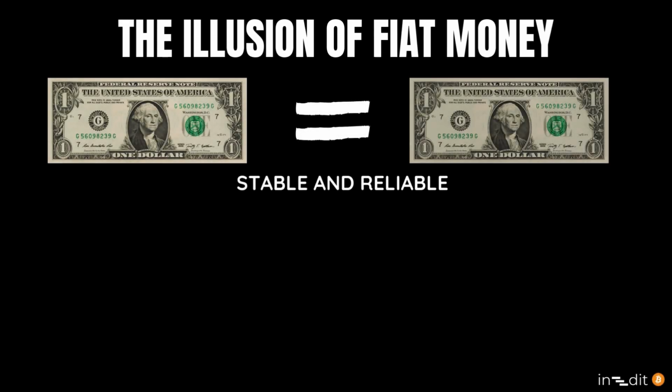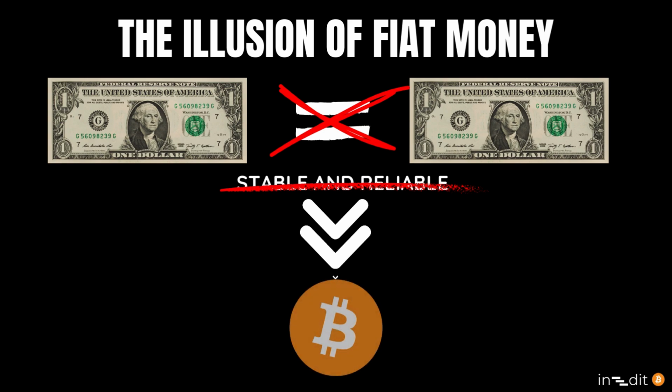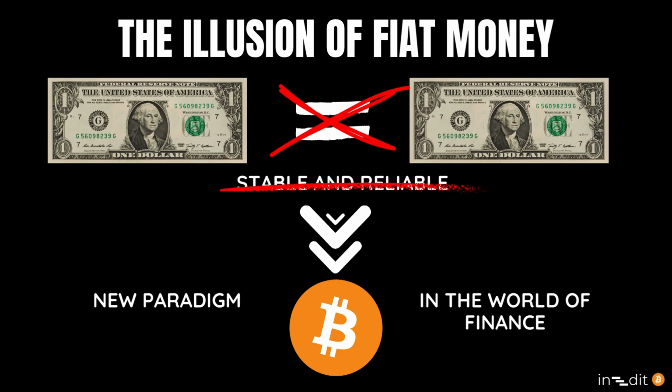The illusion of fiat money is that it seems stable and reliable because it's what we're used to. But in reality, its value is constantly eroding. Understanding this illusion is crucial for grasping the importance of Bitcoin and why it represents a new paradigm in the world of finance. Let's take a look at how this trick played out after the COVID-19 pandemic, because they have been some crazy years, don't you think?